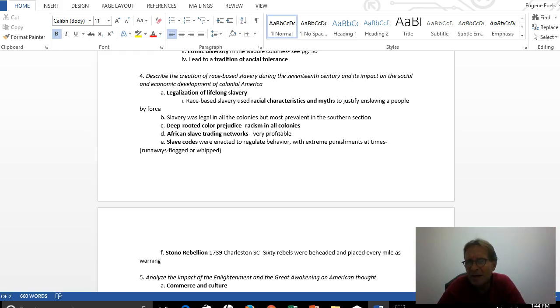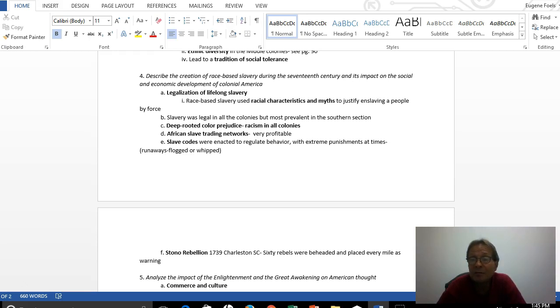Slavery was legal in all the colonies, but again, it's mostly predominant in the South because of the plantation system. But all over the colonies, there will be a deep-rooted color prejudice where whites will come to believe themselves as being superior to the colored populations, not only Africans, but also the Native American groups as well.